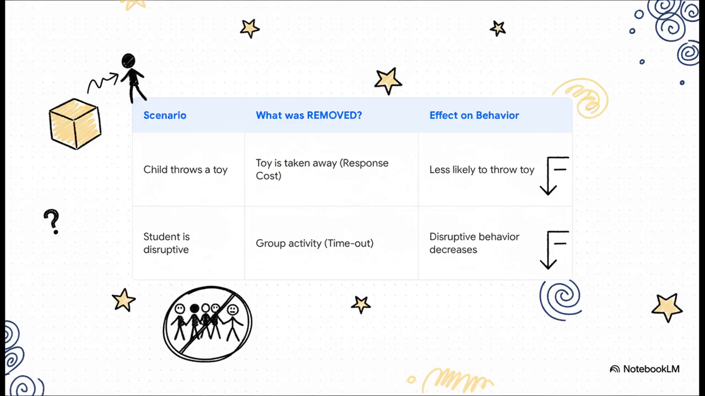Here's another classic. A student is being disruptive during circle time. The teacher removes them from that fun group activity. That's a timeout from positive reinforcement. And if the disruptive behavior goes down, well, that's negative punishment at work.